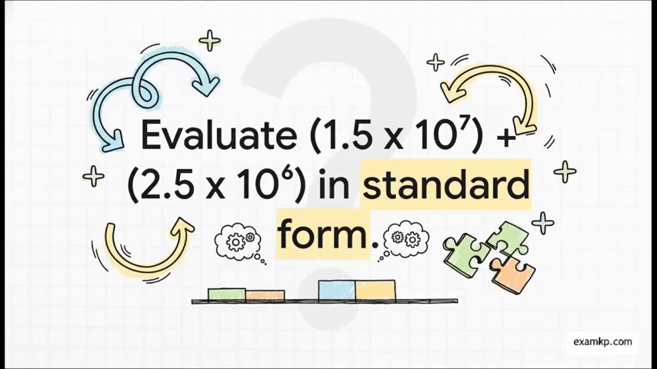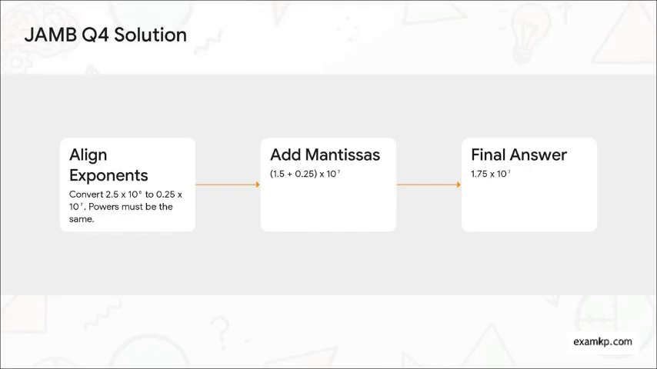But here's the catch. You can't just add the numbers if the powers of 10 are different. It just doesn't work that way. The only way to solve this correctly is to make sure the powers of 10 are the same before you even think about adding. Now here's a tip. It's usually easier to change the smaller power to match the bigger one. So we're going to change that 10 to the power of 6 into a 10 to the power of 7. And once the exponents match, you can just add the A parts like normal.